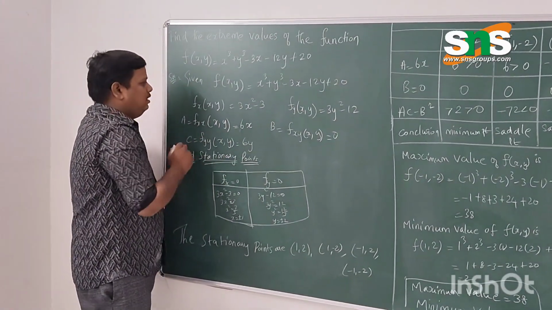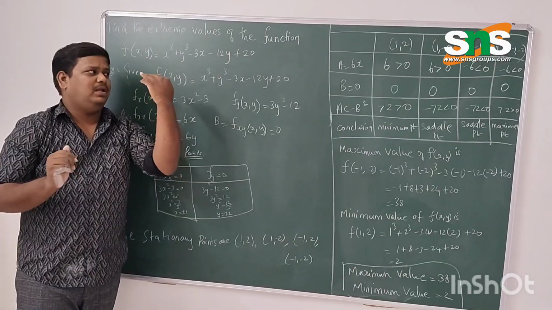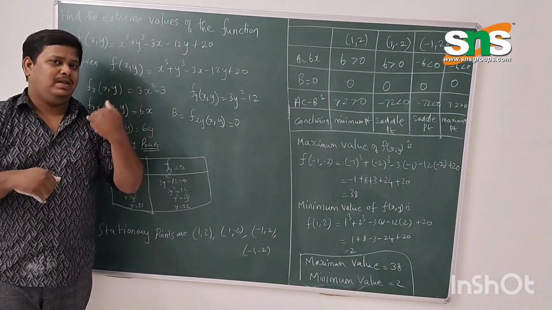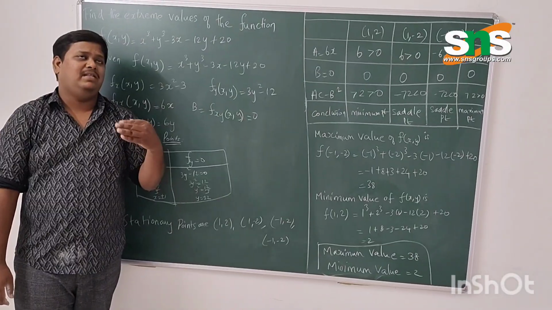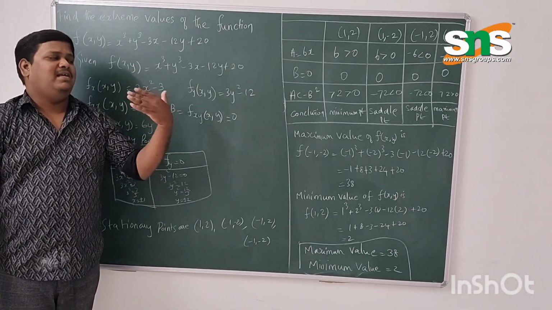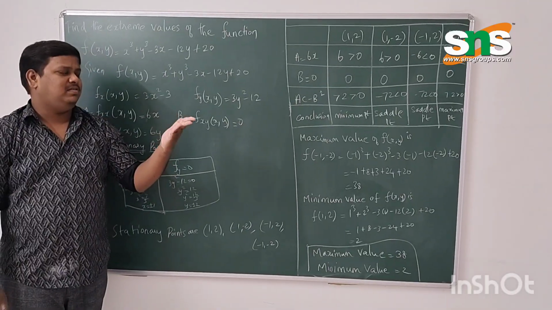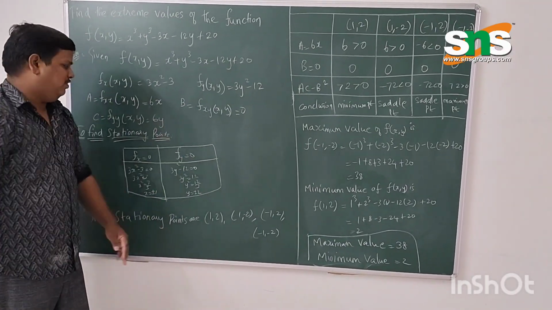Next, for finding the extreme values, there are two conditions. If a is greater than 0 and ac minus b square is greater than 0, that is a minimum point. If a is less than 0 and ac minus b square is greater than 0, that is a maximum point. How can we check that?